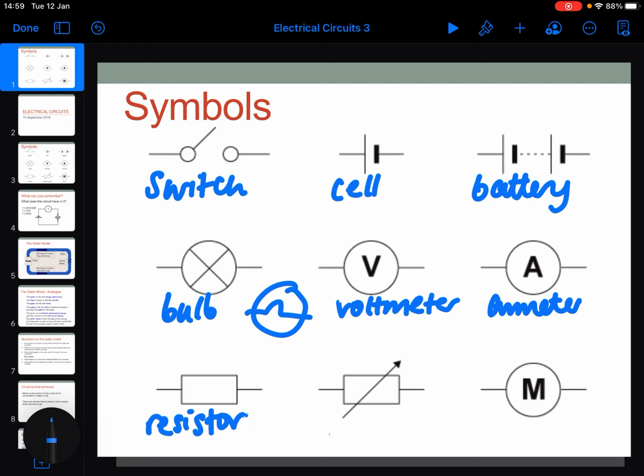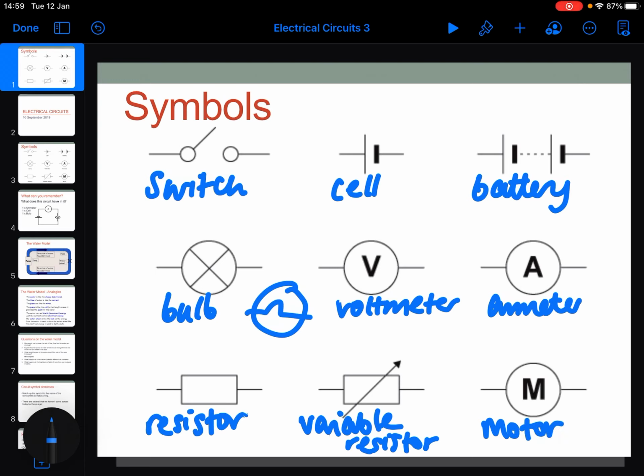Then we have this box with an arrow through it, which is called a variable resistor. Now, a resistor is something that slows the current down in a circuit, and a variable resistor is a resistor that you can change the resistance of. You can vary it. So it changes how much the current slows down. Does that make sense? And the final one, that M in a circle, is a motor. So something takes electrical energy and turns it into movement or kinetic energy.